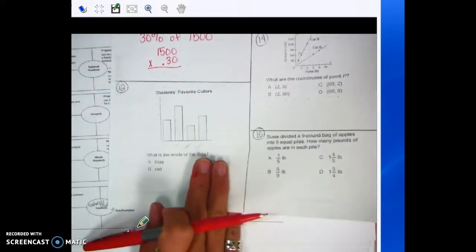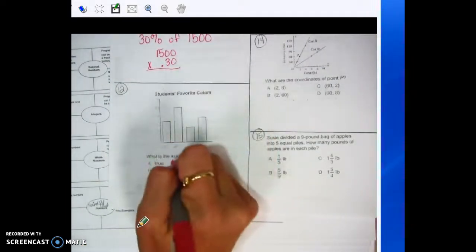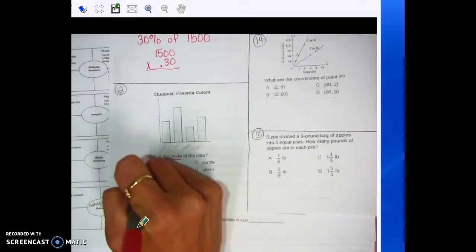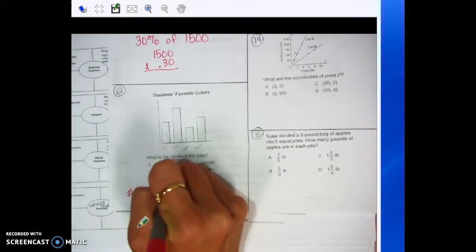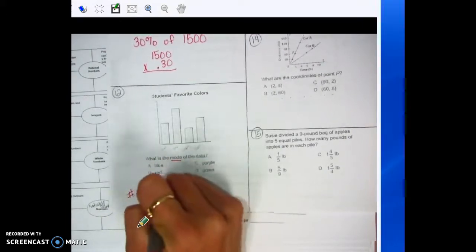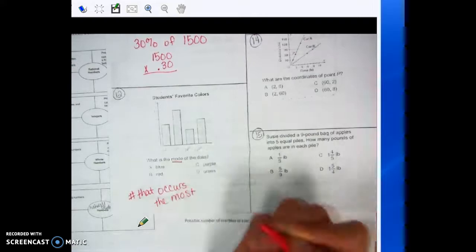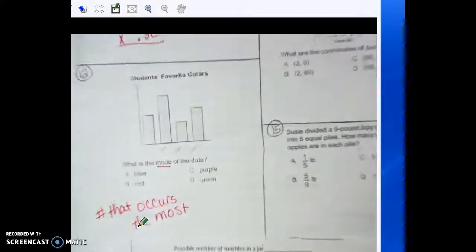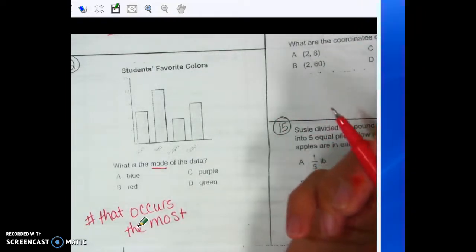Okay, number 12. It says, what is the mode of the data? Mode is the number that occurs the most. Actually, this one we're not talking about numbers, so this would be the color that occurs the most.